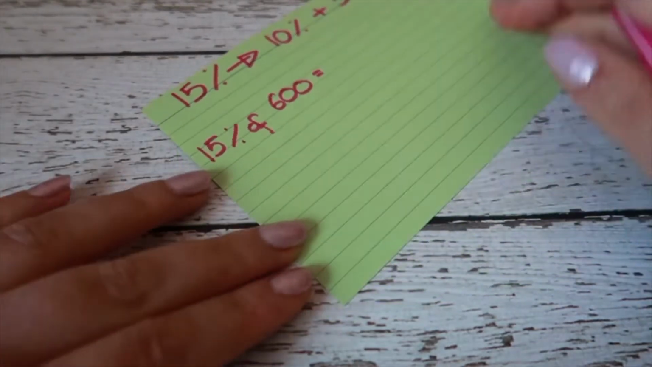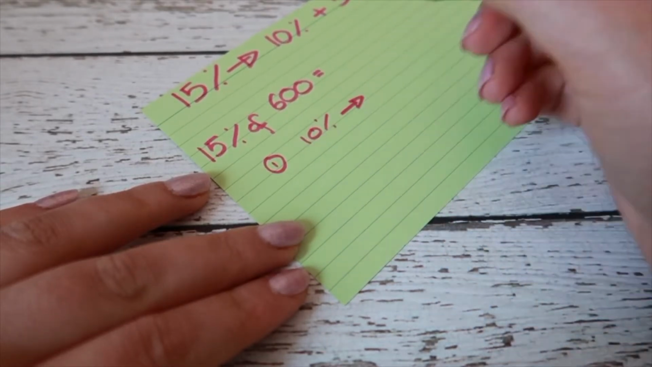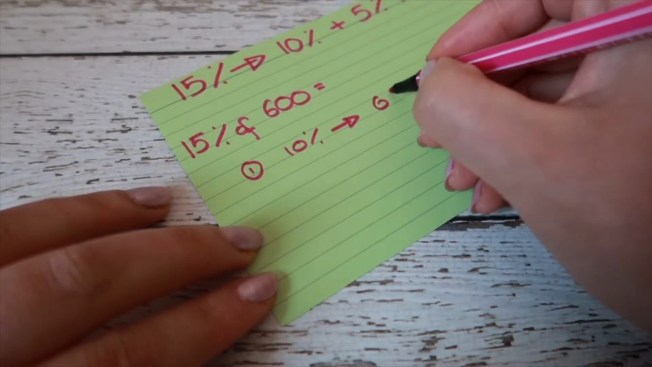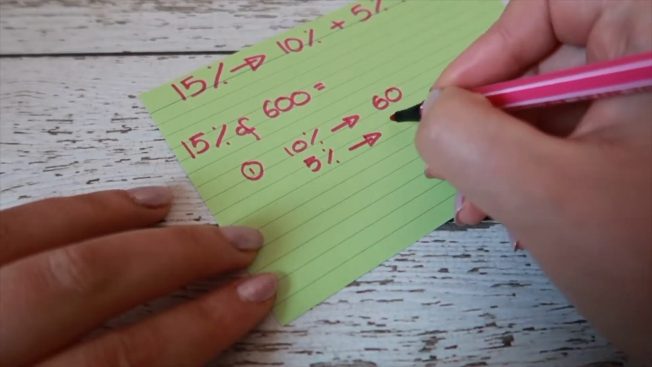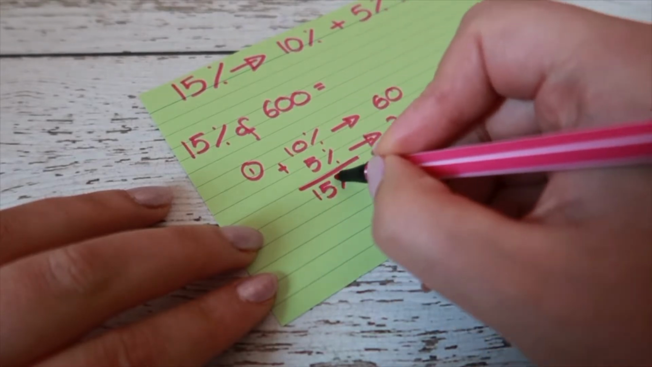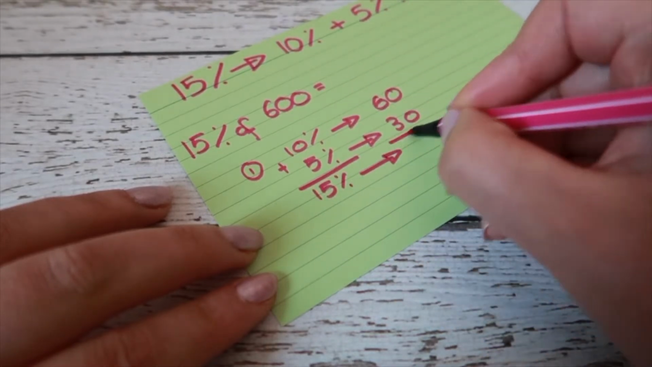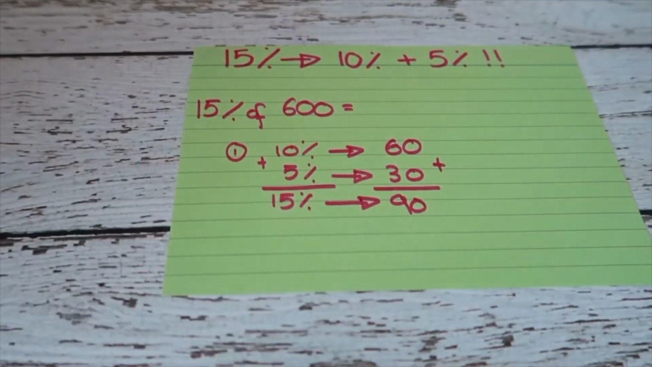So 15% of 600, step 1 would be find 10%. So 10% of 600 is, of course, 600 divided by 10, which is 60. And 5% of 600 would just be half of that. So 15% is 10 add 5%, which is equal to 90. So 15% of 600 is equal to 90.